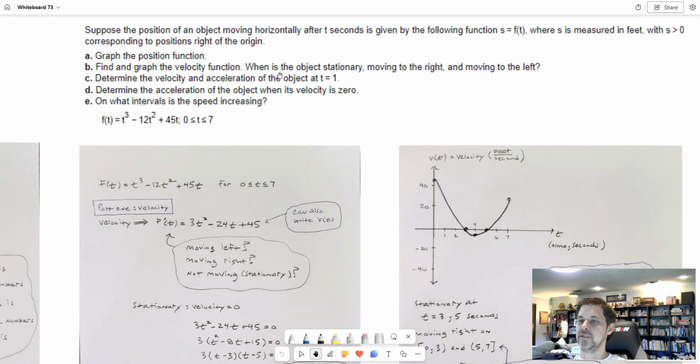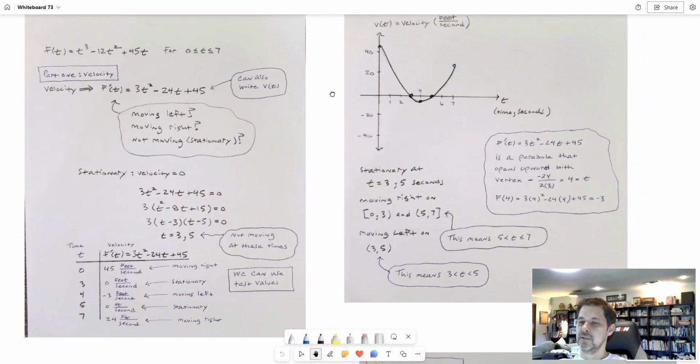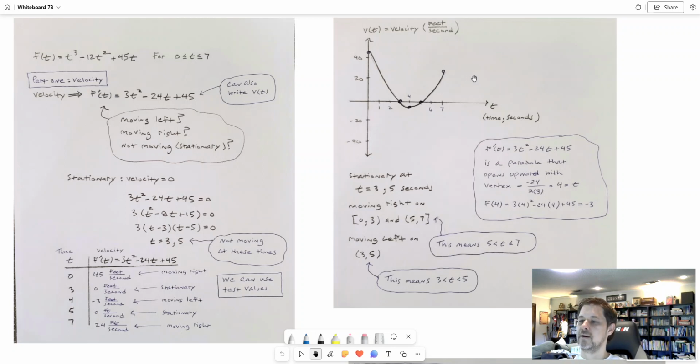It asks me, when is the object stationary? When's it moving to the right? When's it moving to the left? Well, it's all right here in the picture. It's stationary at times 3 and 5 seconds. The velocity is positive from 0 to 3 and from 5 to 7.